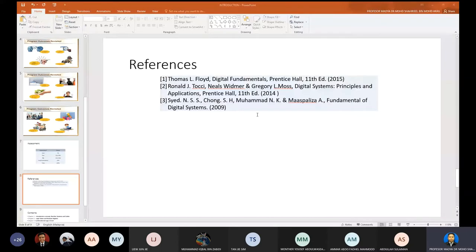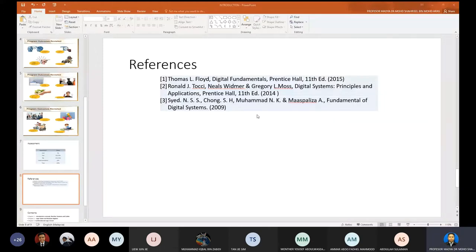Normally we use this module as a reference, but because of the online classes, and because this book you can see at the Koperasi, because of COVID, maybe you can try to find the ebook, for example reference number 1 or reference number 2. Normally I refer to reference number 1, Thomas L. Floyd, Digital Fundamentals. So you can refer to this book also. I think nowadays there are a lot of ebooks related to this subject that you can download from Google as your references.